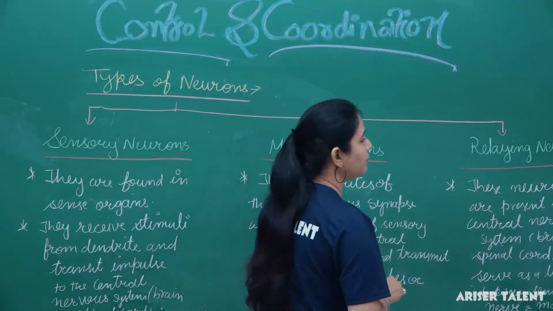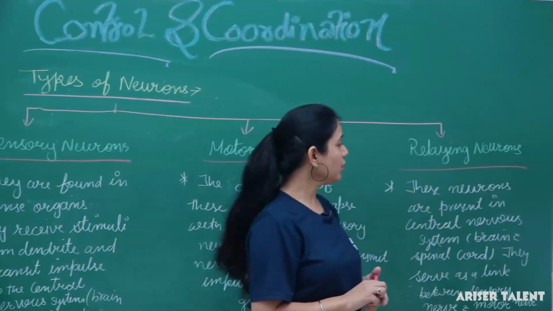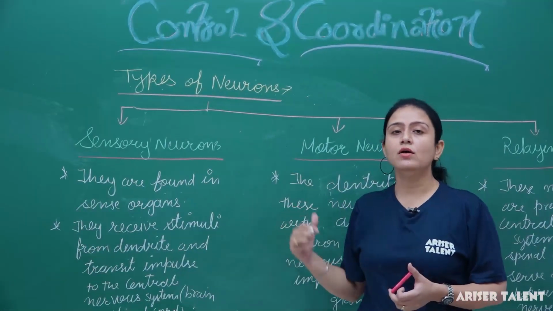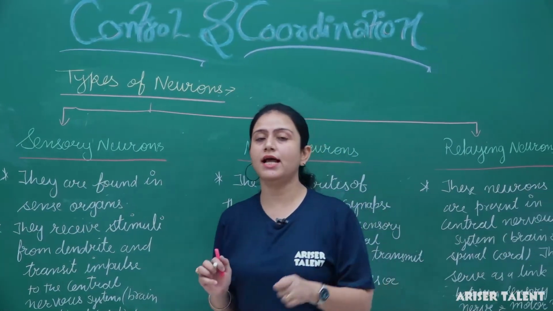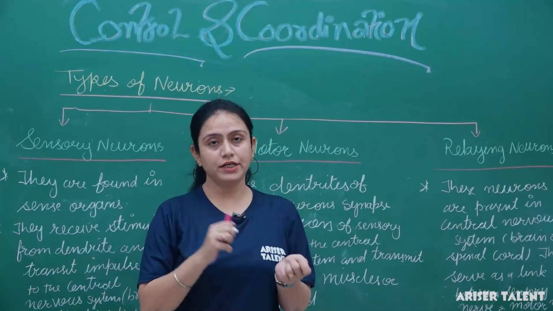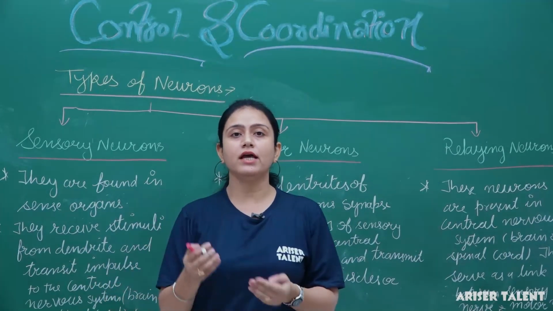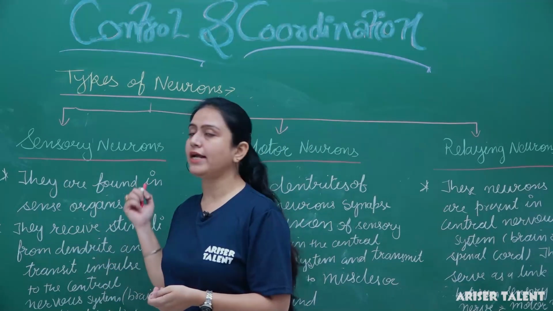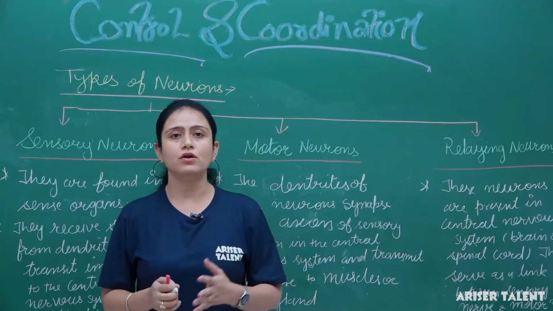Now the third type of neuron is the relaying neuron. Generally it serves as the link between the sensory neuron and the motor neuron. So in this lecture we studied the arrangement of neurons, then the passage of impulse, and then we studied the types of neurons. Hope you all got it. Thank you.